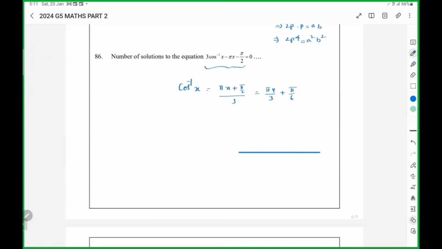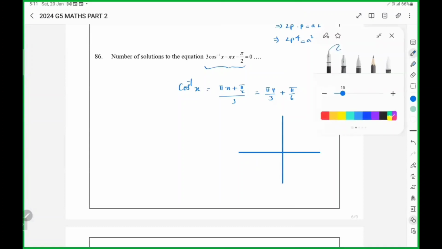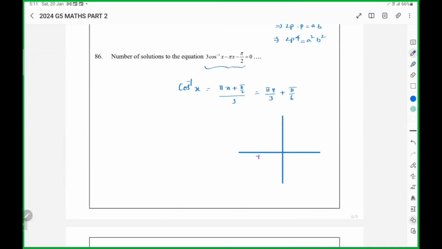So let us draw the graph of cos inverse x first. Cos inverse is defined in the region -1 to 1. Cos inverse 0 is pi by 2. Cos inverse -1 is pi. Cos inverse 1 is 0. The graph will be like this. This is the cos inverse x graph.